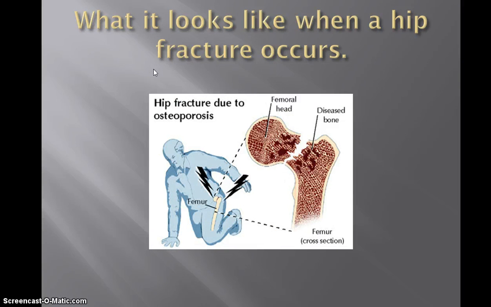What it looks like when a hip fracture occurs. The diseased bone is the femur bone. The head of the femur has broken off due to osteoporosis, as you can see in this picture here. It is also known as a hip fracture.